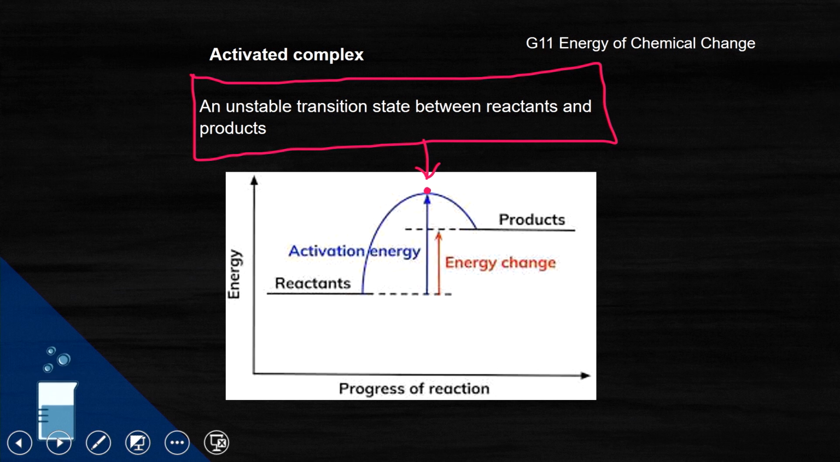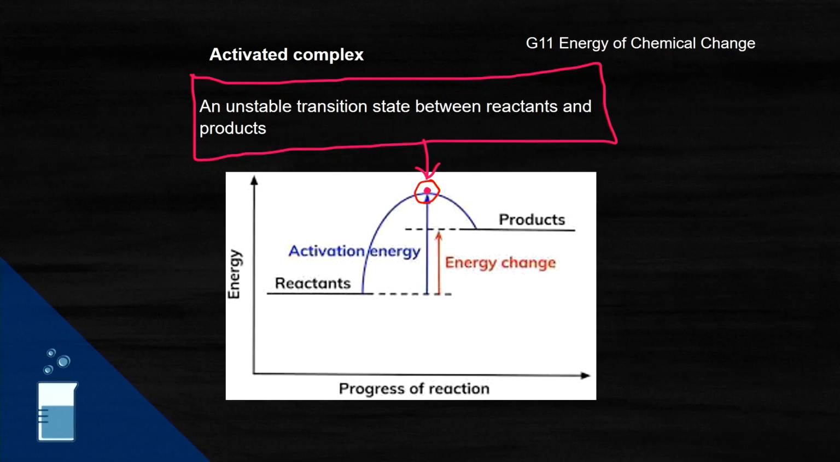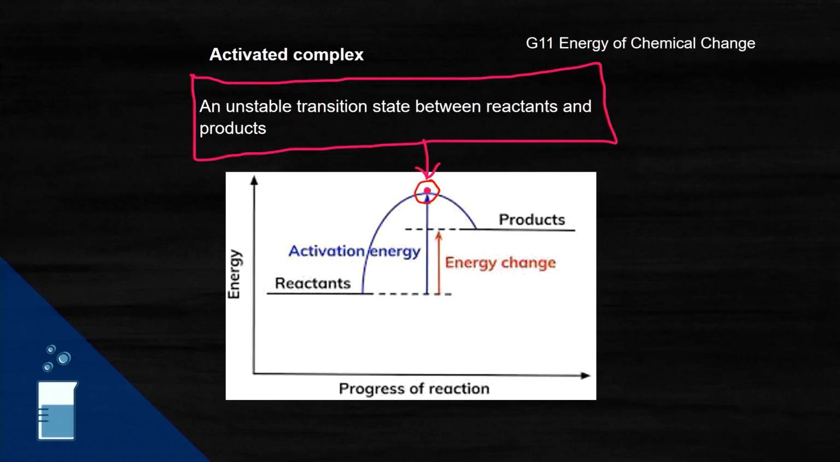The activated complex is a really interesting concept. So here on this graph, you can see that little pink dot. It is a system which is in flux. It is unstable, it is fragile, and it's this mishmash of reactants being broken and products being made. So that is what we call the activated complex.